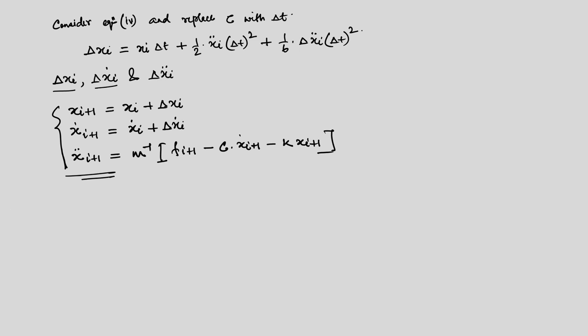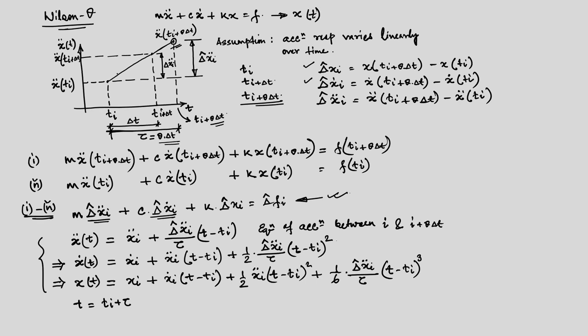So, we started from the ith point and then, using all this mathematical jugglery, what we have found is basically the complete set of response, that is displacement, velocity and acceleration, when t is equal to t i plus 1. The only assumption that we have applied in this case is that the acceleration varies linearly between the two time points t i and t i plus delta t. So, we projected that to a time point t i plus theta delta t and, using that information, we found the complete set of response.